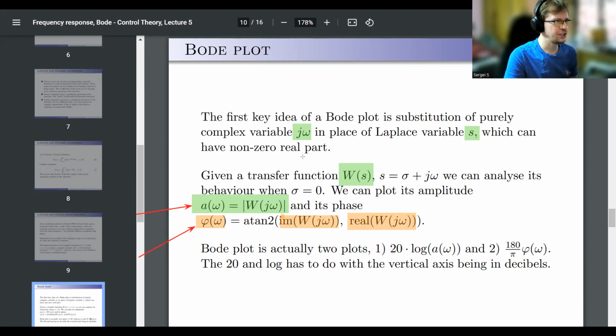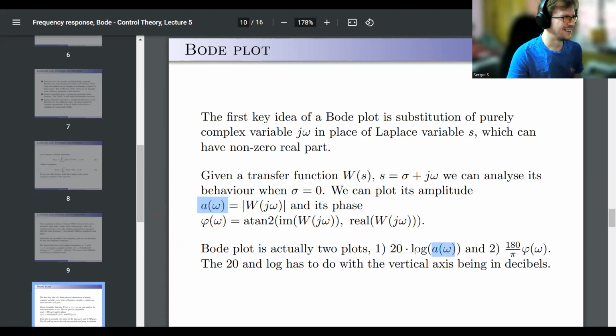Now, Bode plot traditionally includes very specific ways of plotting those things. First, we don't plot A. Instead of plotting A, we plot 20 times log of A.